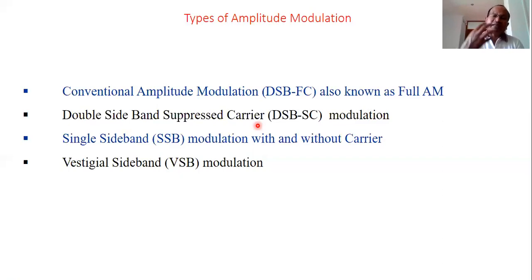VSB is actually an extension of SSB, where one of the sidebands and some small part of the vestige sideband, that is the left out sideband, is also transmitted. This scheme is called VSB. VSB is very popularly used in television transmission. In picture transmission of television, VSB is the recommended modulation. So these are the different types of amplitude modulation: DSB, full carrier, suppressed carrier; SSB, full carrier, suppressed carrier; and VSB.